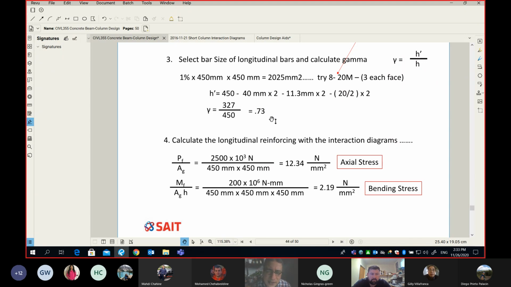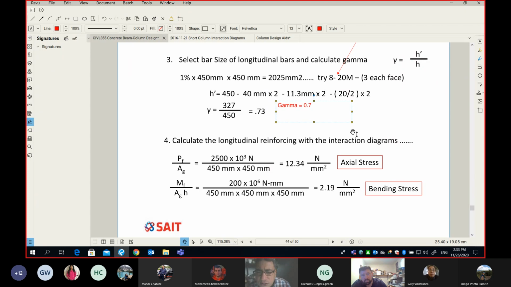Okay, so please round down. 0.73 is in between 0.7 and 0.8. Please round down, so use gamma equal to 0.7. Does it make it simple for you without any deeper details? Gamma, round down to 0.7.